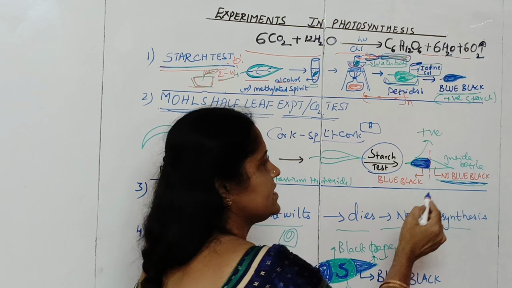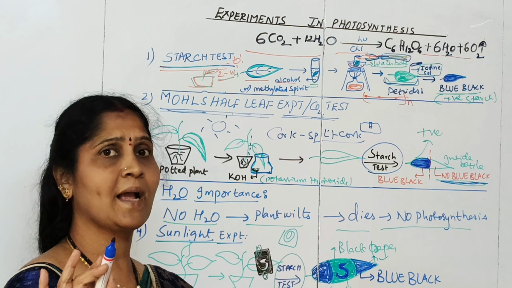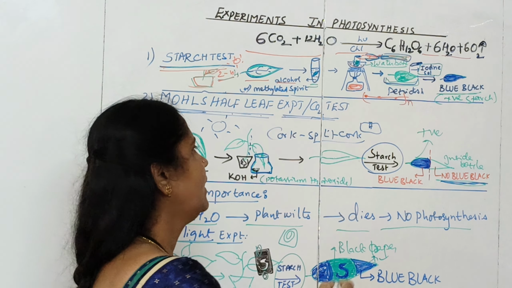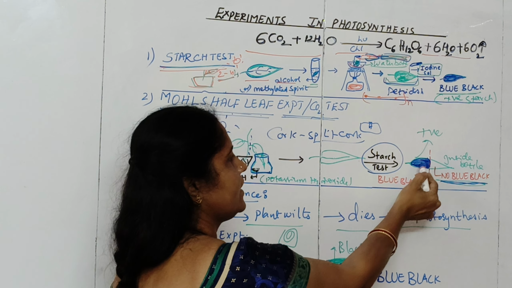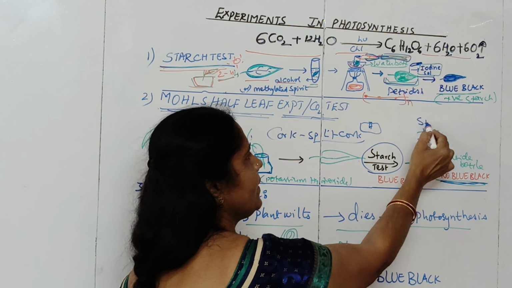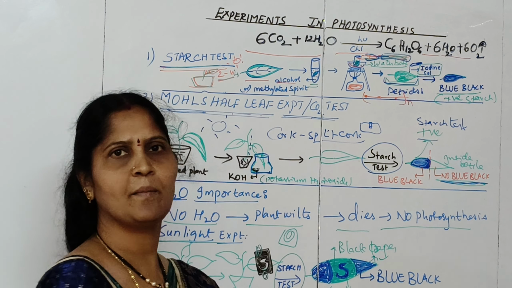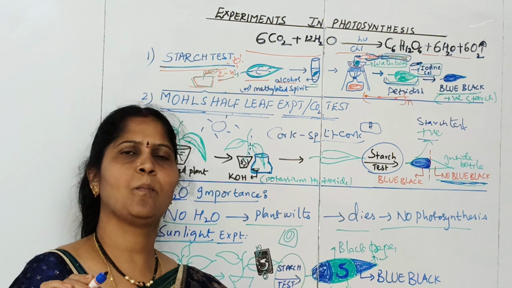So what is the final result? There will not be any blue-black color for the portion of the leaf which was placed inside the bottle. For the portion of the leaf which was outside the bottle, the starch test will be positive. That is, it will become blue-black in color because it is having all the components.